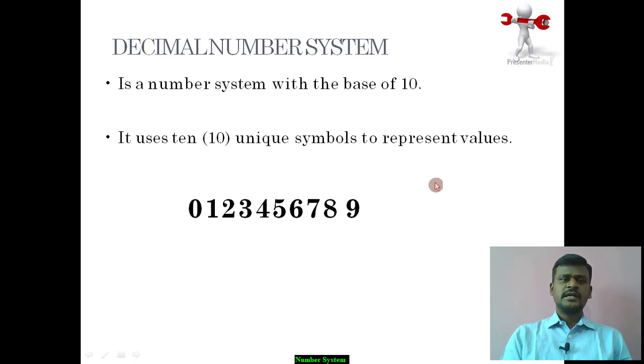So first one is decimal number system. As we all know, decimal number system is a system with base 10. Base 10, we have discussed this already in the previous classes. So it uses 10 unique symbols to represent the value. That is, it uses 0, 1, 2, 3, 4, 5, 6, 7, 8 and 9. So these are the 10 unique decimal numbers which will be used by the decimal number system.